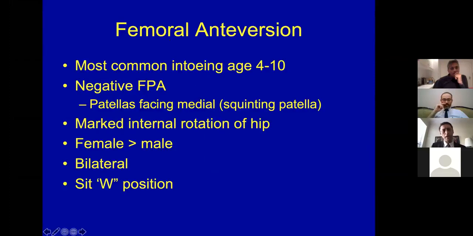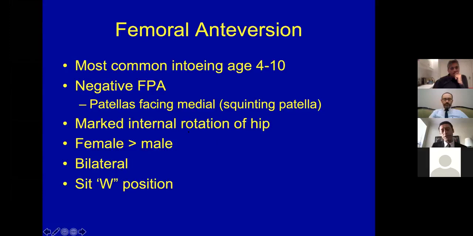We'll come back to the increased femoral anteversion a little bit, to get more insight about it. It is the most common cause of in-toeing gait between the ages of 4 and 10 years old, a little bit older kids, with a negative foot progression angle because of the internal rotation of the foot. If you look at the position of the foot in plus, this is for external rotational deformity, out-toeing gait. So the patella is facing medially, or squinting patella. That's common in the exam. It is very commonly tested at this point.